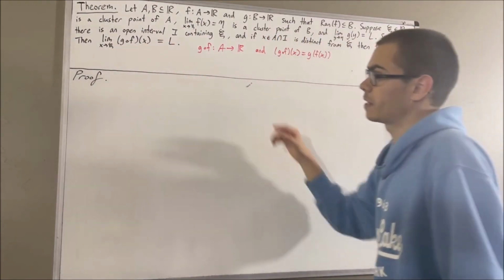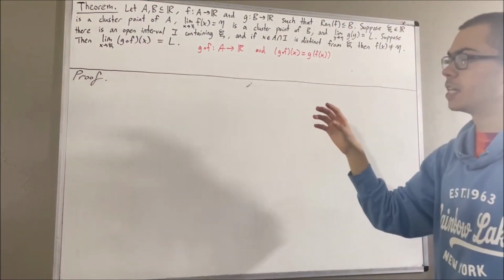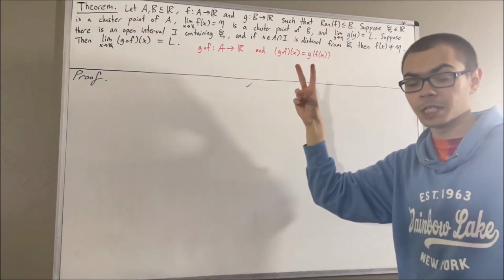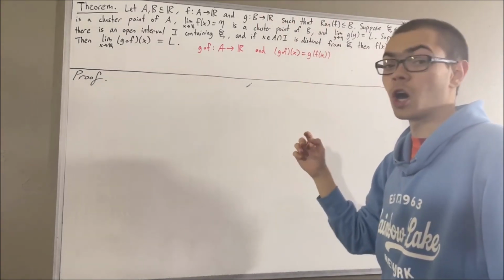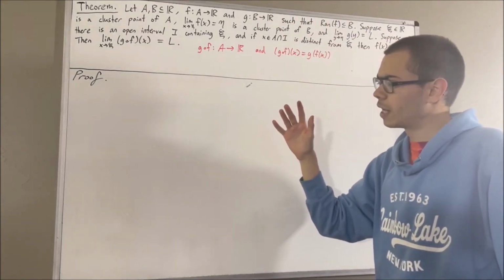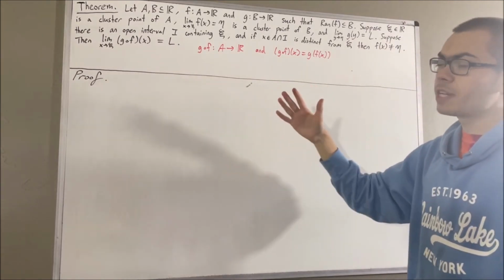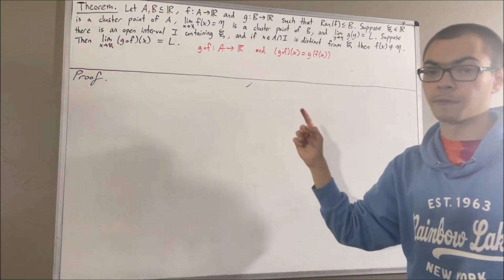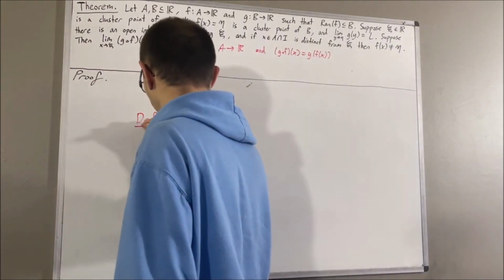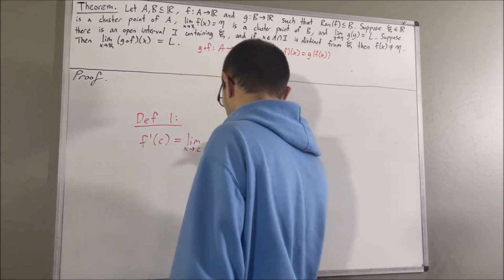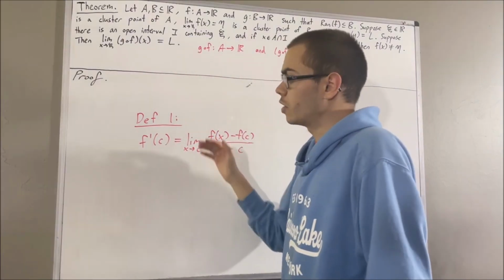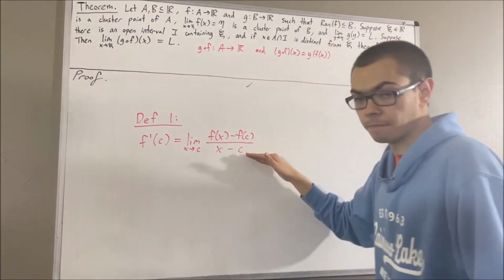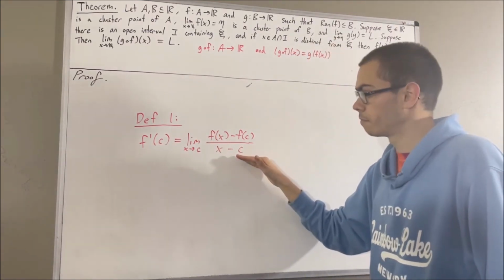Now, a reason why you might find this theorem useful is because from it immediately follows that the two common definitions for the derivative of a function are equivalent. And here's what I mean. If we're given a function f, then one definition for the derivative is as follows. The derivative of f at c is defined to be this limit, if it exists.